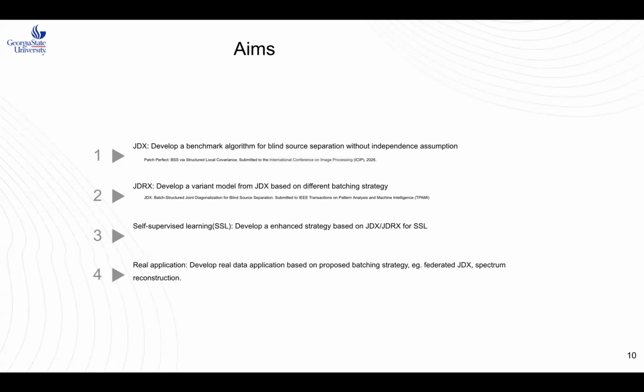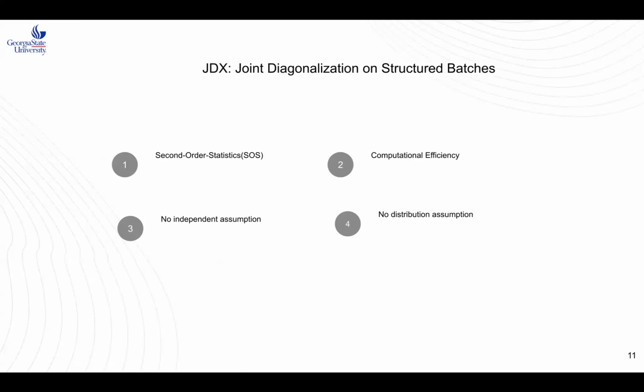And I will start talking explicitly about the detail of the proposed method. The first one, JDX, I would call joint diagonalization on structured batches. X still stands for some variant notation. It uses second order statistics only, and its computation is very efficient because it relies on the joint diagonalization algorithm. There are no independence assumptions and no distribution assumptions on the data either, but it does have some structural reliance on the data. I will talk about that.